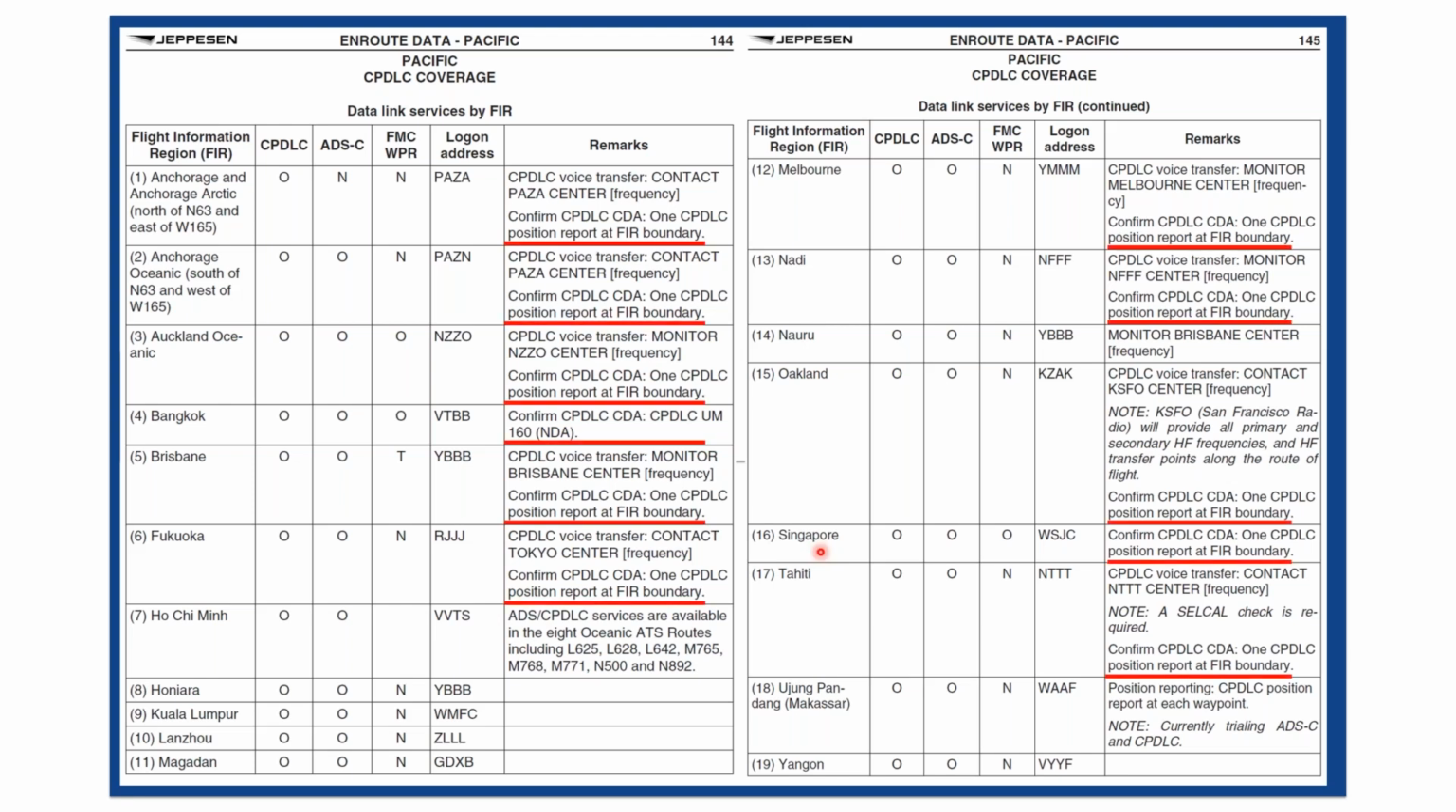What I want to show you here is that 11 flight information regions in the Pacific region currently all share a similar requirement. They want you to confirm CPDLC, current data authority, by sending a CPDLC position report at the FIR boundary. Now, that's not well written, and I'd like to restate it. Upon successful login with the flight information region, the flight crew should initiate a manual CPDLC position report message to the center to confirm they can communicate via CPDLC.